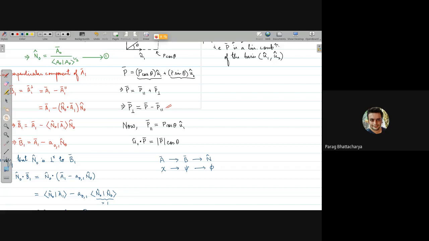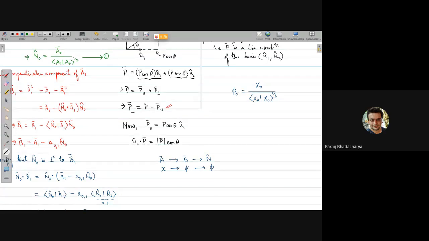So let me try to write down the expression here. Instead of n naught we'll use phi naught. So what is phi naught equal to? Phi naught we get from a naught, and a will be replaced with chi. So we have chi naught divided by the scalar product of chi naught with itself, to the power 1 by 2.